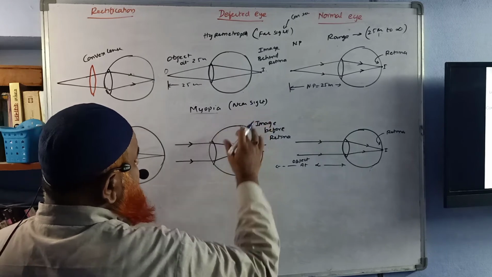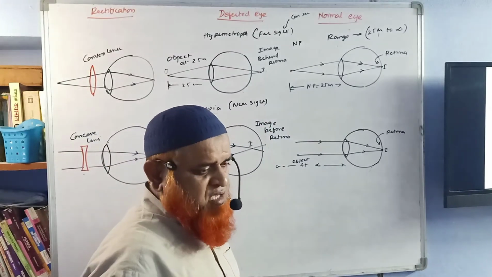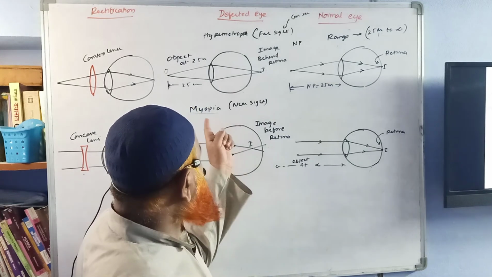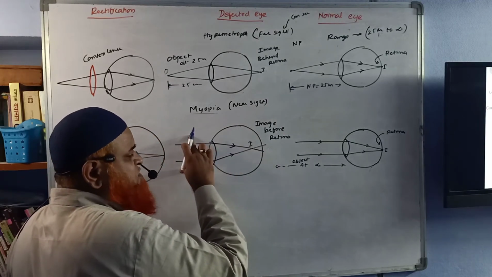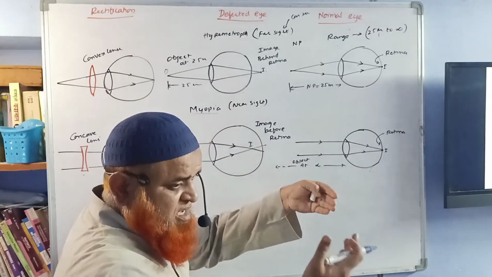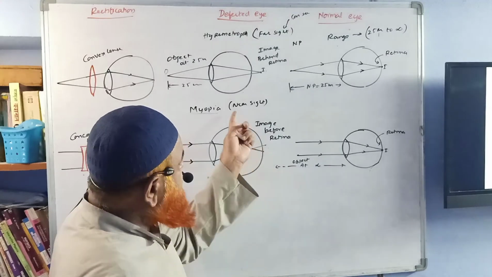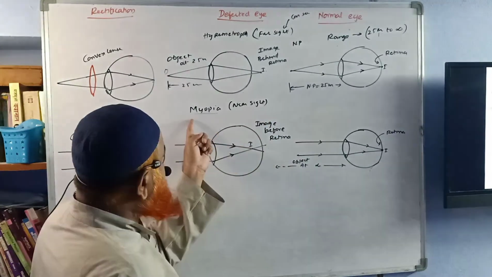Near sight means this person who is having myopia, generally people like you, small children, suffer from this type of defect called myopia. He is able to see near objects. Near sight means he can see near things. Sight means can see. The indirect meaning is he cannot see far objects. That is called myopia.